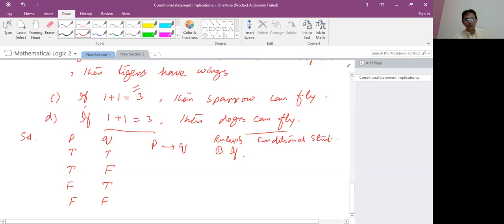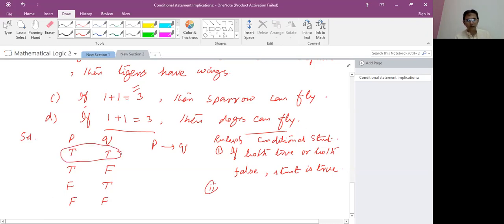The first rule is, if both true or both false, it means the statement is true. It is the first rule. If both true and both false, it means the given statement is true. So we write here true.